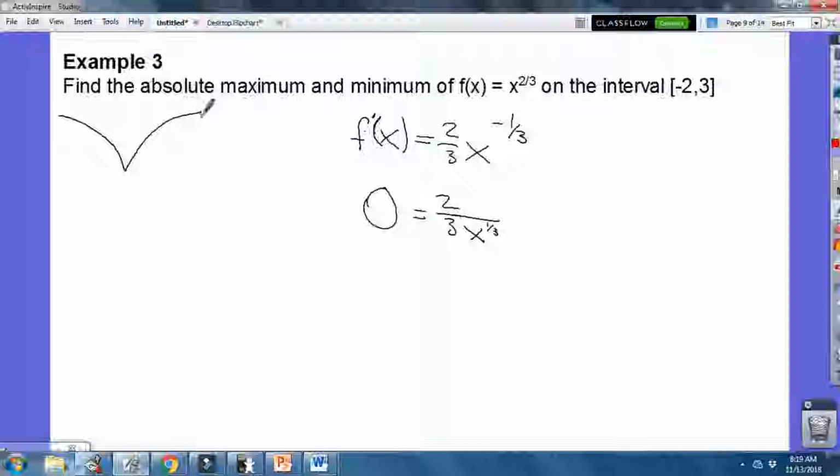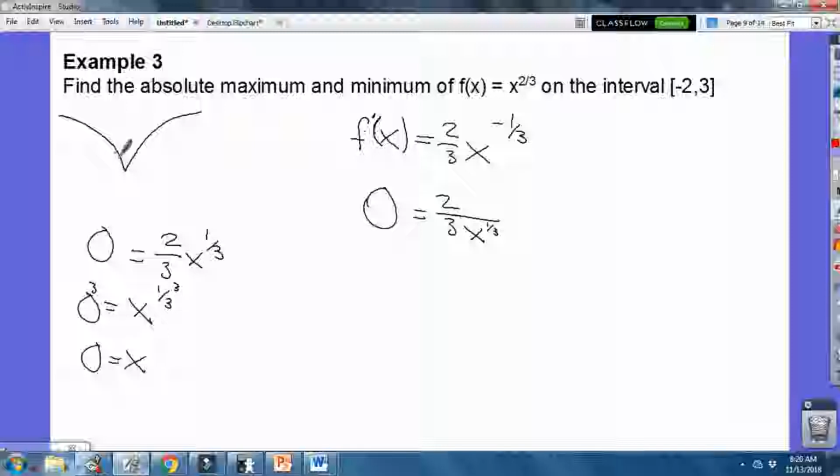So I could set the denominator equal to 0. To find when it doesn't exist, we're going to say 2/3 x to the 1/3 equals 0. And this finds when the derivative doesn't exist. Well, I could multiply by 3/2. I get 0 equals x to the 1/3. And the only point where it's not going to exist is when x equals 0. I mean, if you want to solve this, you could cube both sides. 0 cubed is 0. The point where it doesn't exist is x equals 0.